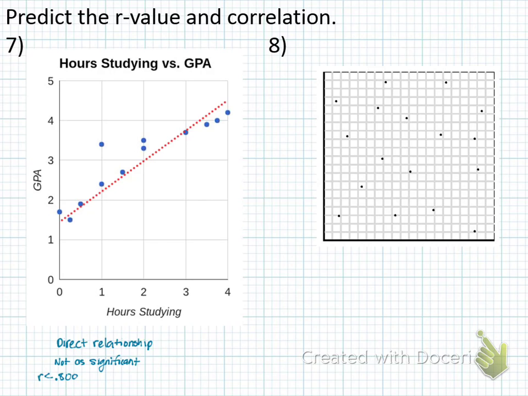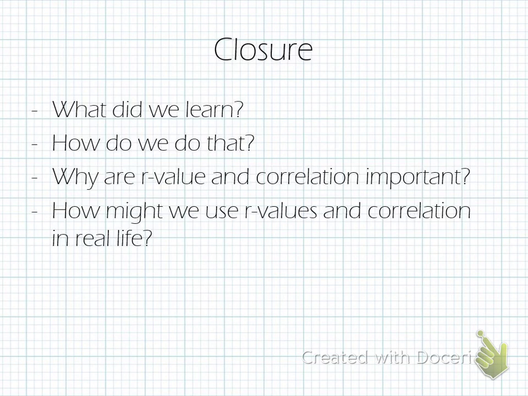Okay, here we go. What's the answer, everyone? No correlation. Okay. So there's no correlation. I'm going to say there's no relationship, which means there's no correlation, okay? Make sense? Okay, that's it. So let's talk about closure. That concludes the lesson.